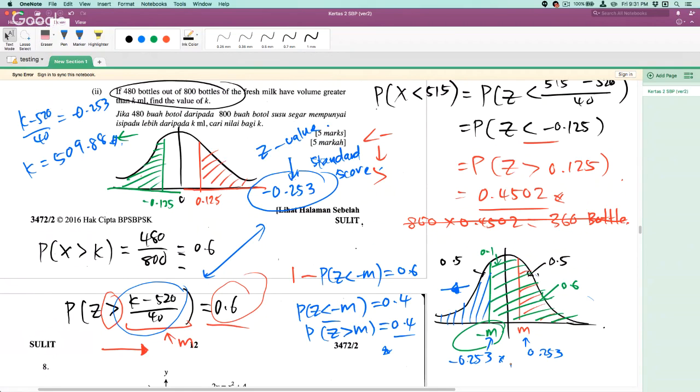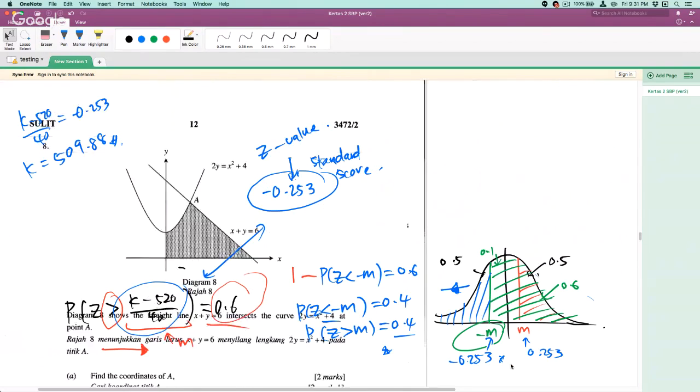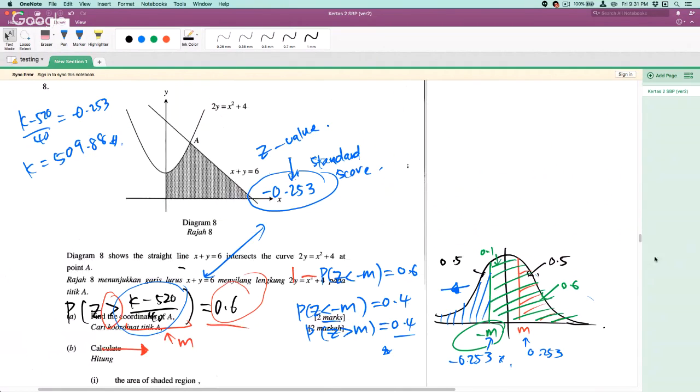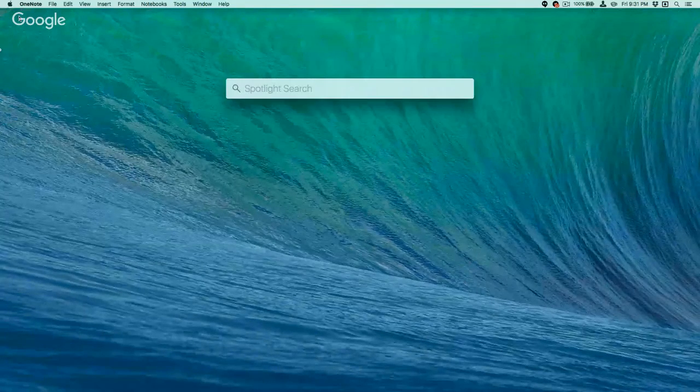Okay, so you should realize it's hanging again. So I will close it and open it again. Okay, so I'll close it and I'll open it.